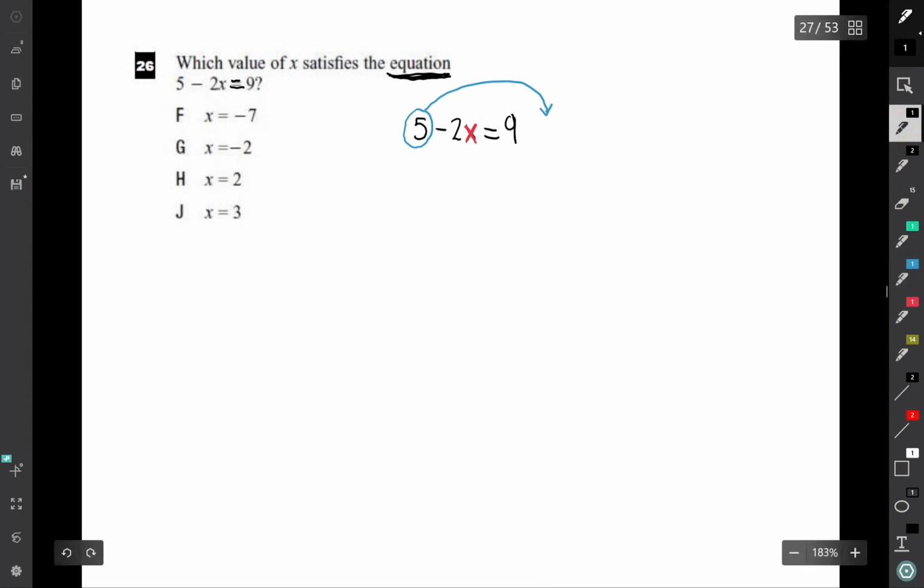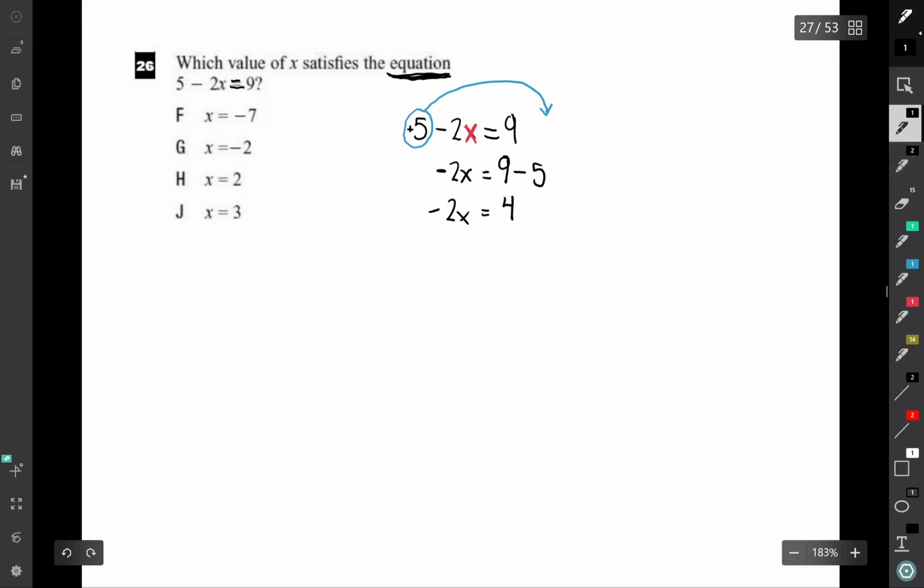Now, when that happens, the positive 5 has to switch to its opposite operation. So even though there's technically no plus sign in front of that 5, it is technically plus 5 because it's positive 5. So when it moves over, it becomes minus 5 or subtract 5. Okay, so that negative 2x is still there. I haven't touched it, and it's just 9 minus 5. Negative 2x is equal to 4.